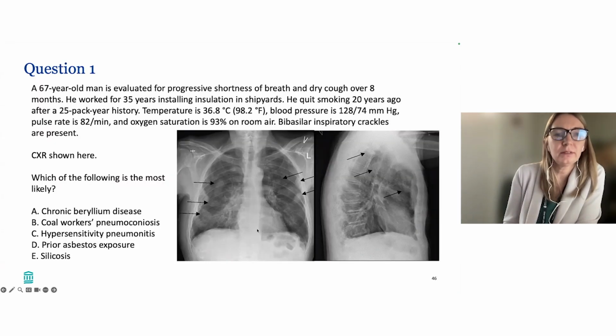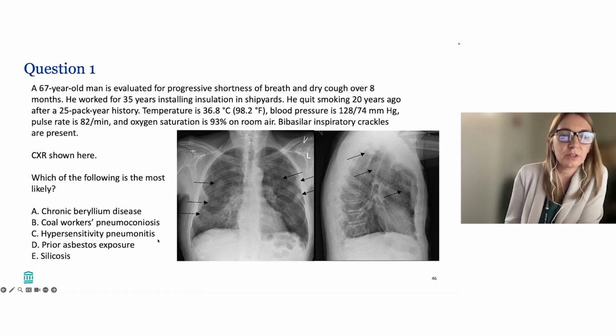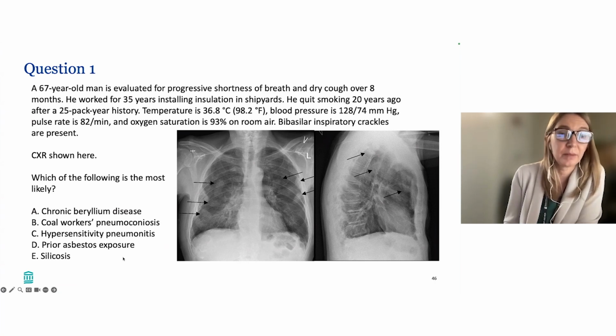So the first question, to wrap up this talk: A 67-year-old man is evaluated for progressive shortness of breath and dry cough over 8 months. He worked for 35 years installing insulation in shipyards. He quit smoking 20 years ago after a 25-pack-year history. Temperature is 36.8, blood pressure is 128/74, pulse is 82, and oxygen saturation is 93% on room air. Bibasilar inspiratory crackles are present. The chest x-ray is shown here. Which of the following is the most likely? A, chronic beryllium disease; B, coal workers' pneumoconiosis; C, hypersensitivity pneumonitis; D, prior asbestos exposure; or E, silicosis.